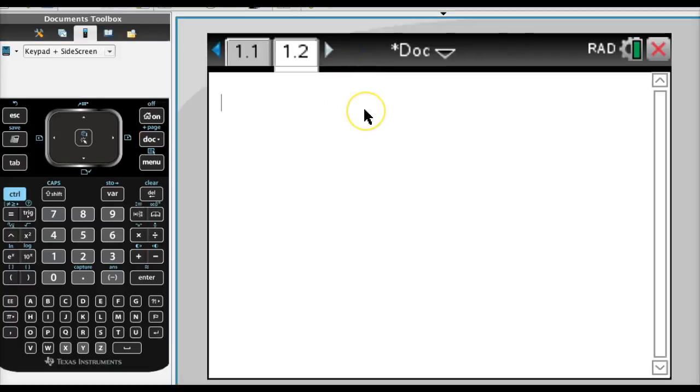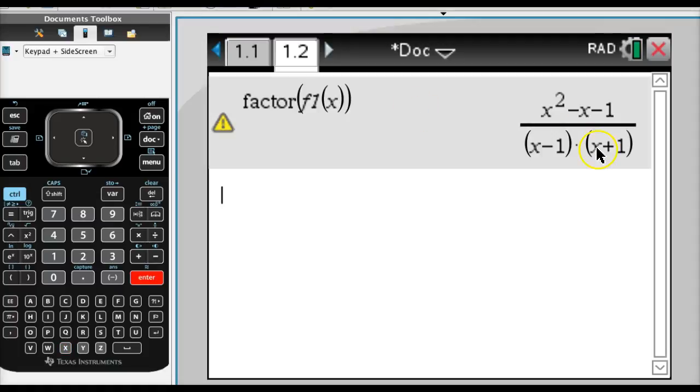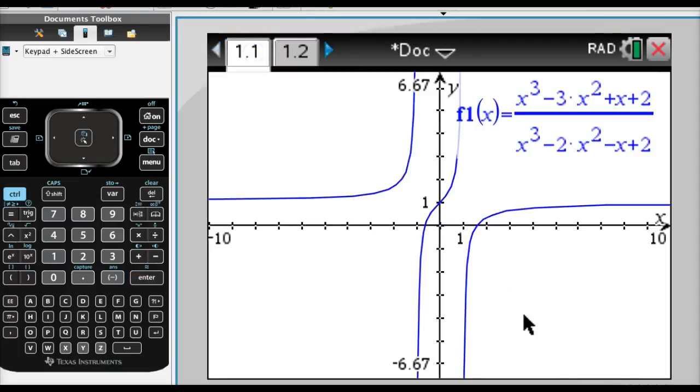I want to add a calculator for this. And so what I can do is I can say factor, and then I want my f1 that I'm going to be factoring. And so when I do that, there's the factor. Now the other thing is that I want to evaluate this at 1 and -1. Well, it's in factored form. It's very easy to see what happens when I plug in 1. This numerator does not factor, so if I plug in 1, I'm going to get undefined in the denominator. Undefined in the denominator gives me my vertical asymptote. That's why I have the vertical asymptote right here.